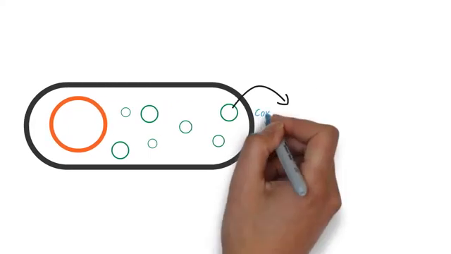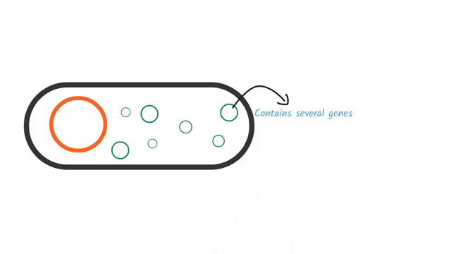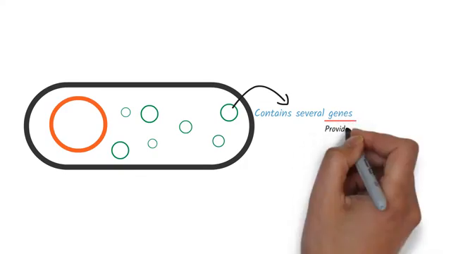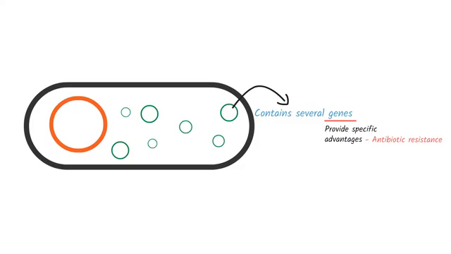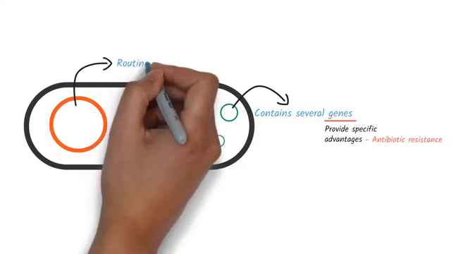The number of plasmids in a cell may range from 1 to several hundreds, and each plasmid contains several genes. The genes in the plasmid provide specific advantages to the cell, like antibiotic resistance, while the normal chromosome takes care of routine cellular functions.